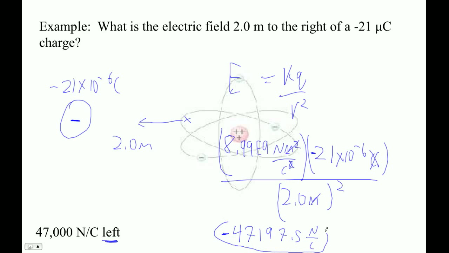What negative means in this case, if you want to really know, is the electric field should be away by default, as for a positive charge. So this is negative away. It's negative away, or toward.